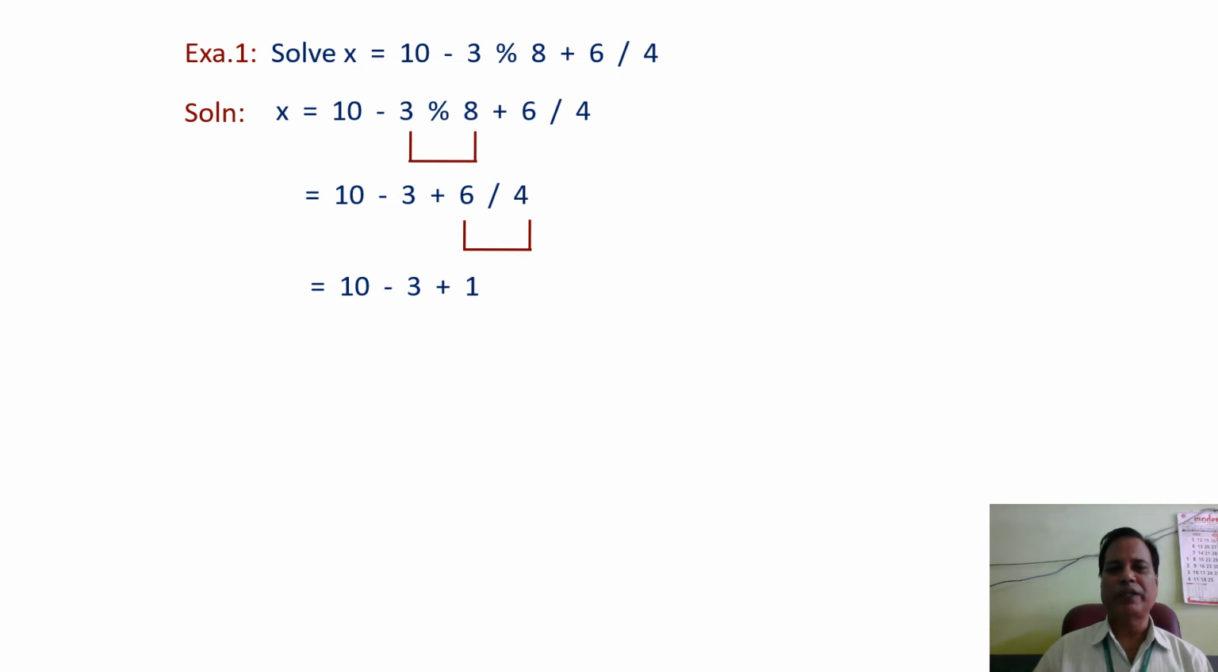Again here we find that two operators, subtraction and addition, appear, but these two operators have the same precedence. So we have to follow the associativity from left to right. So first 3 is subtracted from 10 and then 1 is added to this. So 10 minus 3 results as 7, then plus 1, and finally we get the output as 8.